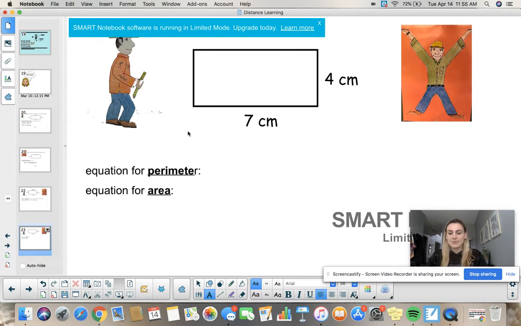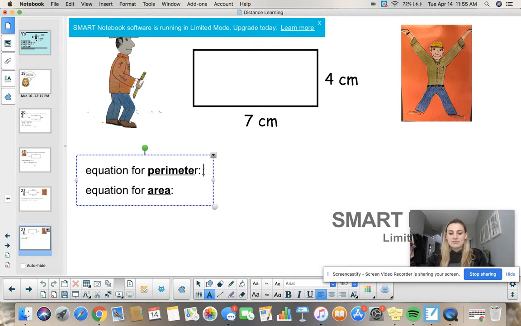Again, if you have paper and a pencil, you can try and solve this one on your own. You are writing the equation for perimeter with the dimensions of that rectangle, and the equation for area with those dimensions as well. We are going to solve together.